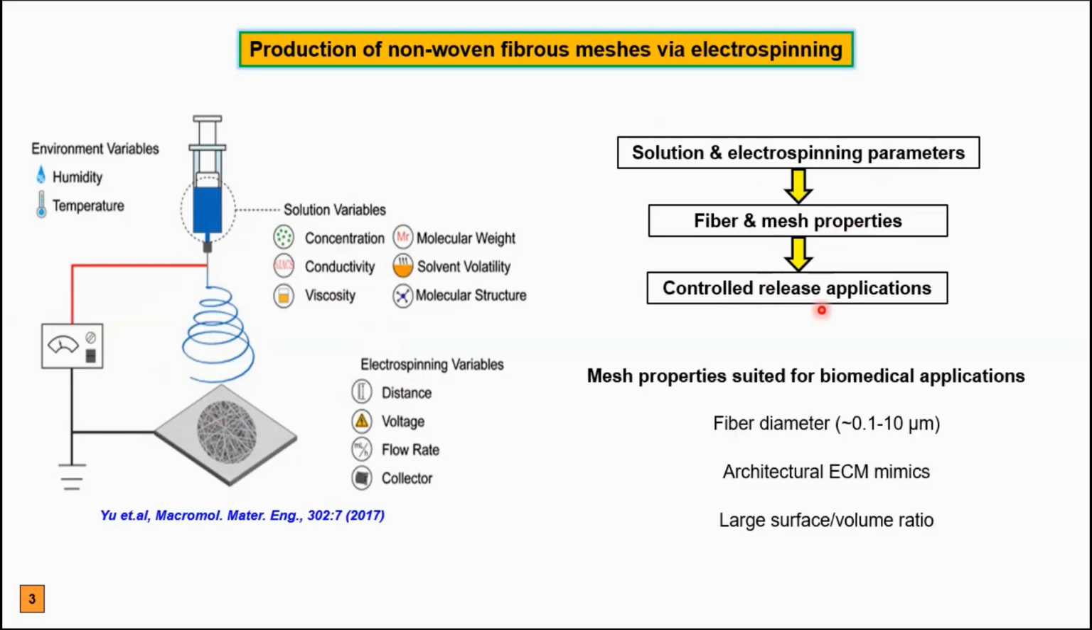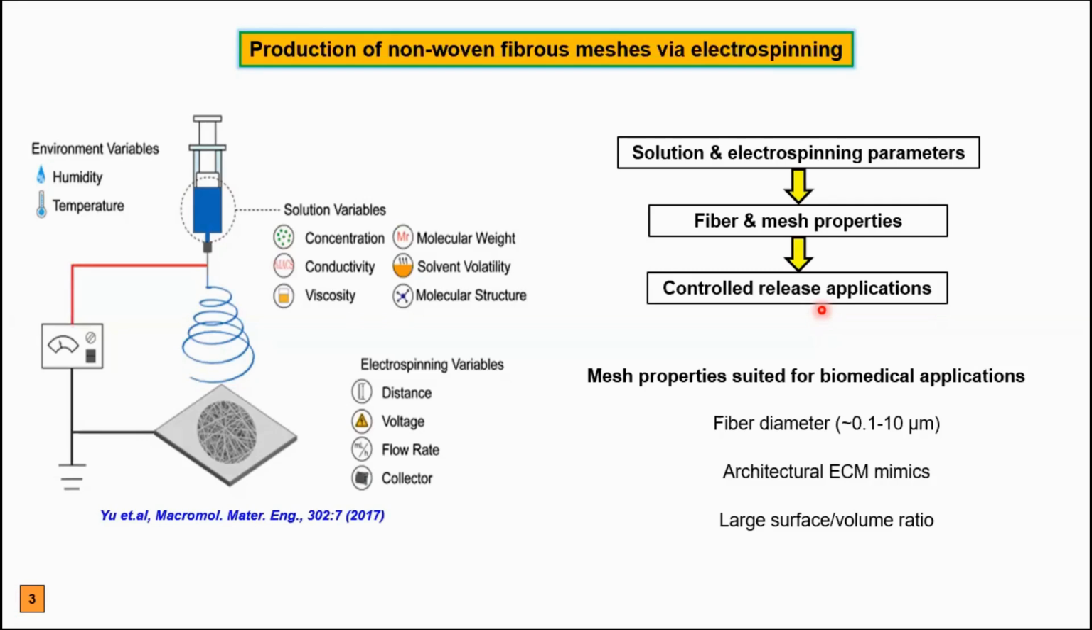The meshes that we make are largely suitable for biomedical applications because we're targeting a fiber diameter in the range that is known to influence cell responses, some of which I'll talk about today. Electrospun meshes, because they're non-woven fibrous meshes, are architectural mimics of the extracellular matrix. So cells can naturally attach to them and grow. And because of the large surface to volume ratio, they also permit very high drug loading.